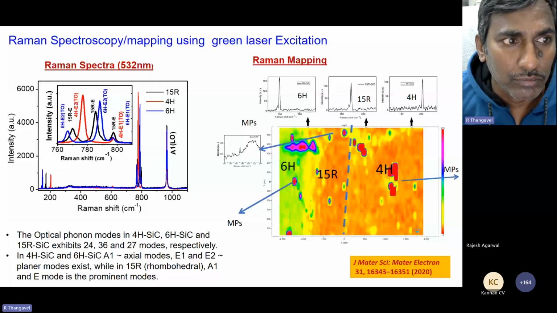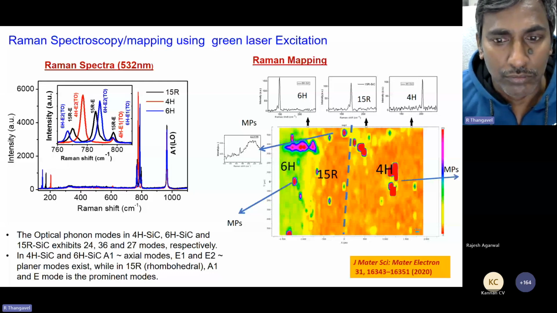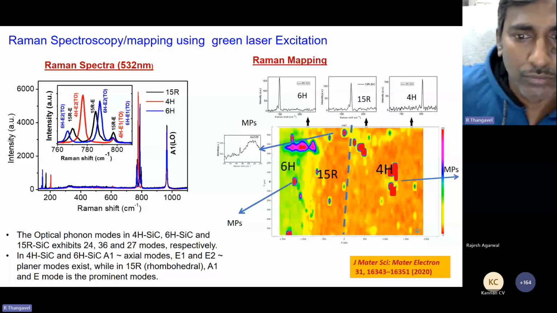Now, X-ray pole figure analysis has been done for the bulk zinc telluride crystal. While growing the zinc telluride crystal, what happened?